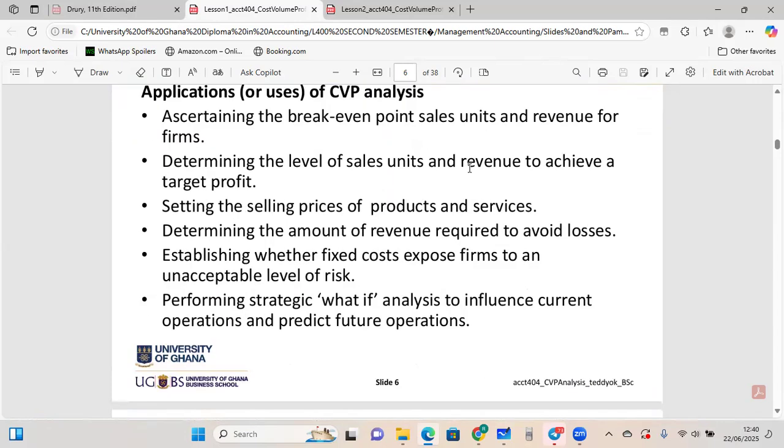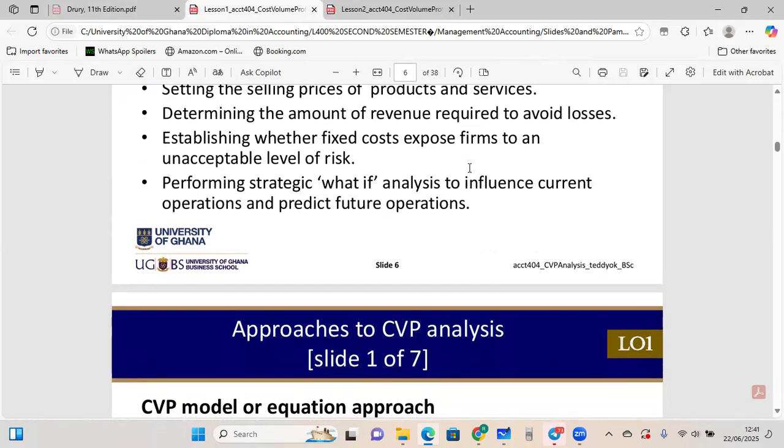So it also helps in performing strategic what-if analysis to influence current operations and predict the future. So if you know your break-even points and you know your variable cost and your fixed cost, now you can do some what-if analysis, which is: what if sales increases to this? What is likely going to happen? What if fixed cost increases to this or reduces to this? What is likely going to be my profit? What is likely going to be my loss and those kinds of stuff? So that's the what-if analysis. What if this happens? What will happen to my profit? What if this happens? What will happen to my profit? Right. So we'll talk about that very soon.